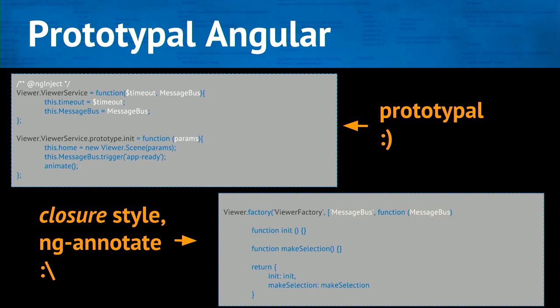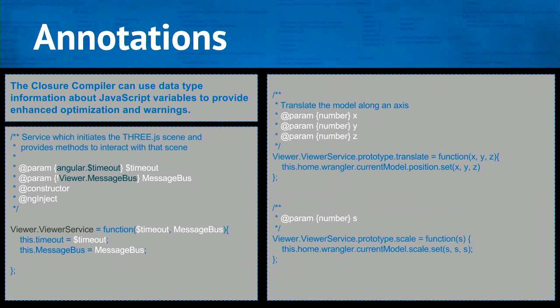So prototypal Angular. Top left example, we actually see the viewer service being constructed. I use ng-inject to inject these Angular components into the viewer service, in this case timeout and message bus, and then later we call the init function on the actual prototype for the viewer service. The bottom right one, you actually see the old closure style that I used in V1 of this project, and it's a little different, but again, you have all this internal state and you return a bunch of functions on the return object for the factory.